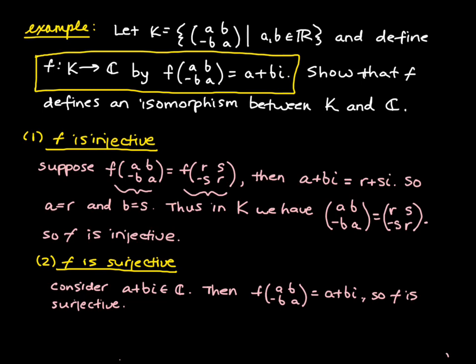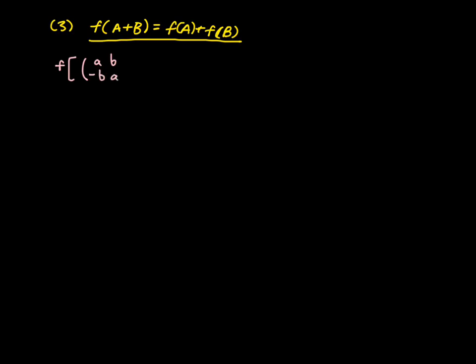Now the last thing we want to show is that F of A plus B is equal to F of A plus F of B. And then we want to show a similar property for multiplication, F of A times F of B. So let's just write out what we get. So if we take F of A plus B, we're considering two matrices that are arbitrary in K. So I'll label the entries with a's, b's, c's, and d's. And so what is this going to be?